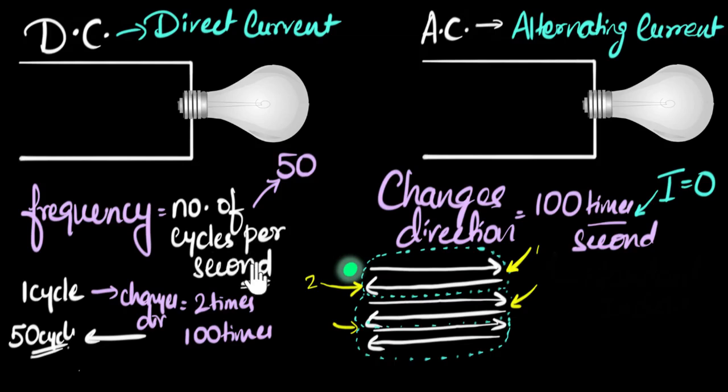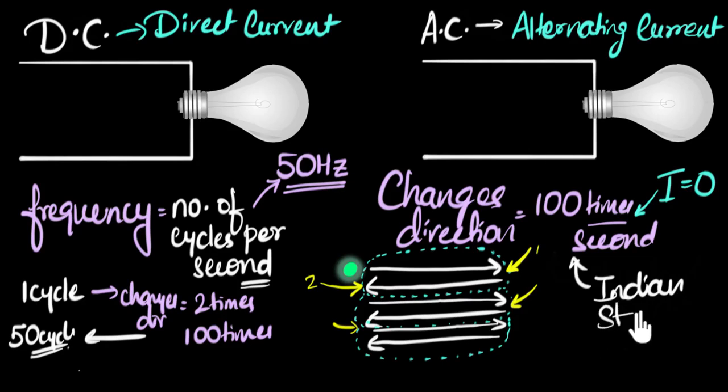Cycles per second is also often called hertz, named after the scientist Heinrich Hertz. So notice, if the current changes its direction, or goes to 0, 100 times per second, that means the frequency is half of that, 50 hertz. And since this is the standard chosen in India, the Indian standard, everywhere in India we get about 50 hertz frequency of alternating current. This is an Indian standard.